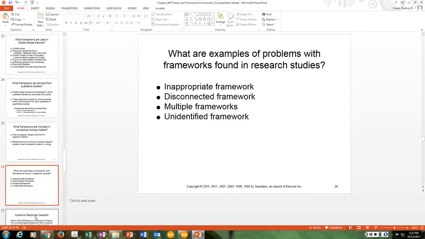What are some problems with frameworks that you may find in research studies? It's possible that the researcher has used an inappropriate framework, disconnected framework, multiple frameworks, or an unidentified framework. So I'm going to refer you to your textbook, page 199, and that has a listing of guidelines for critical appraisal when you're reviewing a research study framework.